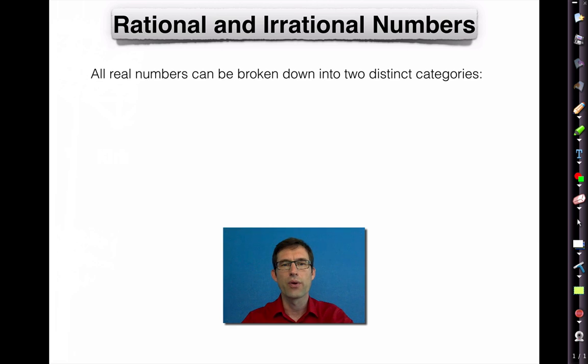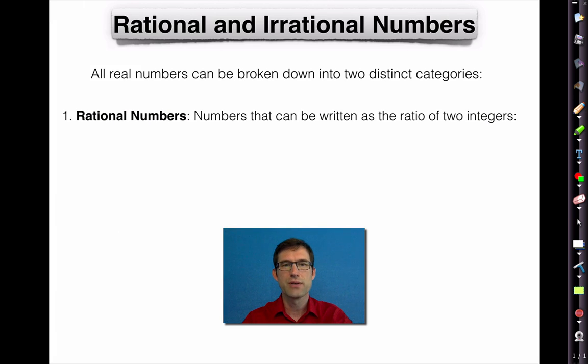Those two categories are rational numbers. Rational numbers are numbers that can be written as the ratio of two integers. Numbers like 3/4, which is the ratio of 3 to 4, or -7/3, which is the ratio of -7 to 3, or 7 to -3, and something like the number 5, which can be thought of as the ratio of 5 to 1. Those are all ratios of two integers.